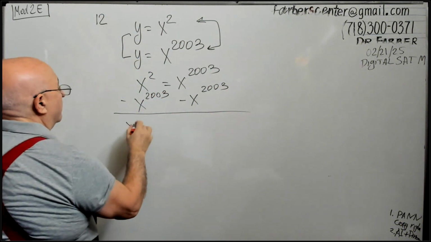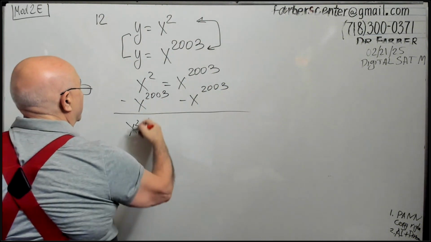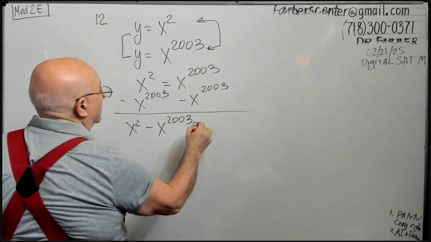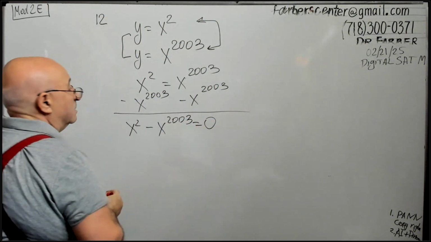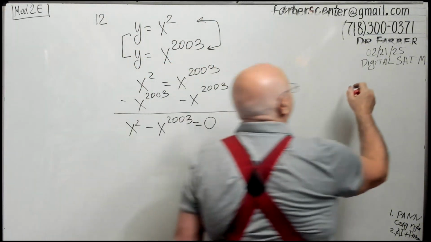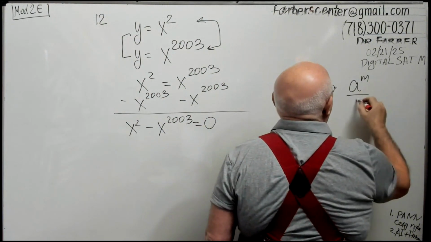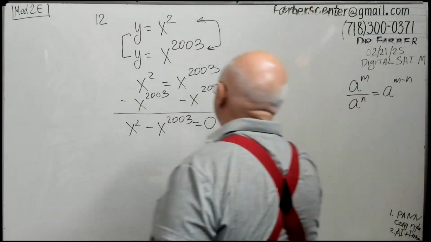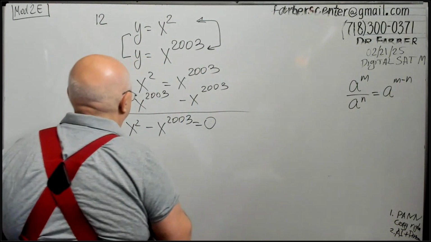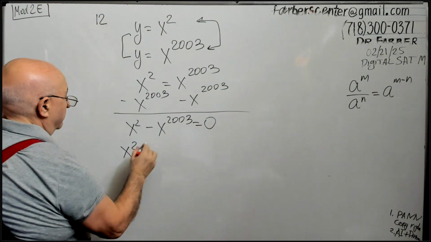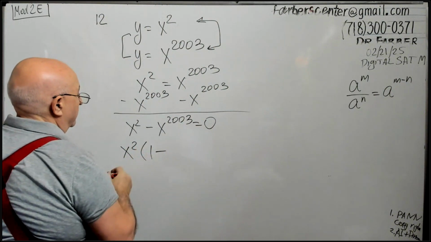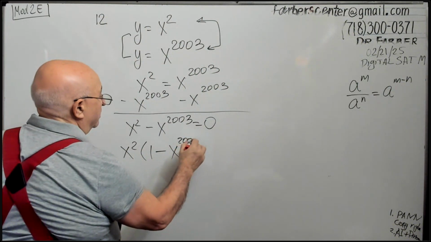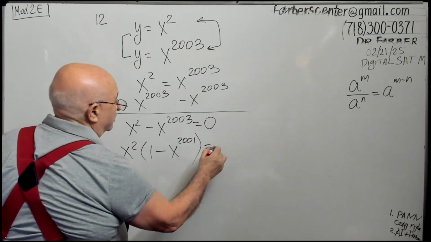And you have x squared. Let me do it step by step. Minus x to the 2003 equals 0. Factorize. You know the formula: a to the power m divided by a to the power n equals a to the power m minus n. It's the same as x to the second times (1 minus x to the power 2001) equals 0.